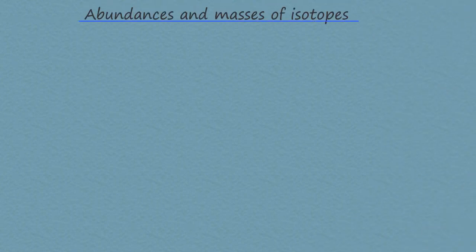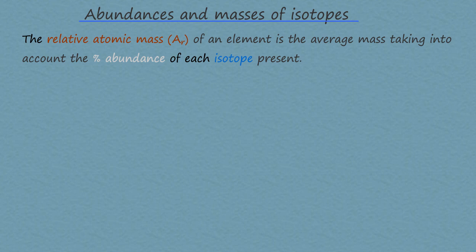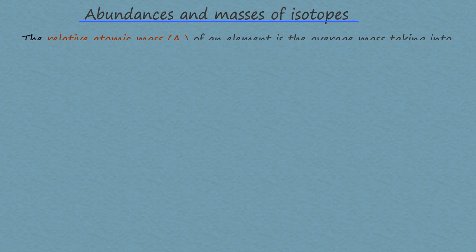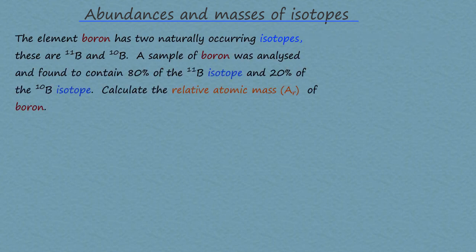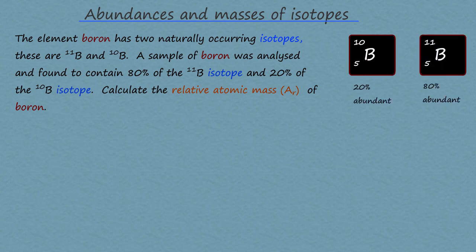Now, the relative atomic mass of an element recorded in the periodic table is the average mass of each isotope of that particular element, taking into account the percentage abundance or isotopic abundance of each isotope. That is simply how common the isotope is. As an example of how to calculate the relative atomic mass of an element, consider element number 5 in the periodic table, which is boron. Now, boron has two naturally occurring isotopes, boron 11 and boron 10. Boron 11 is the most abundant or common of the two isotopes, with 80% of all boron atoms having a mass number of 11, while 20% of boron atoms have a mass number of 10.